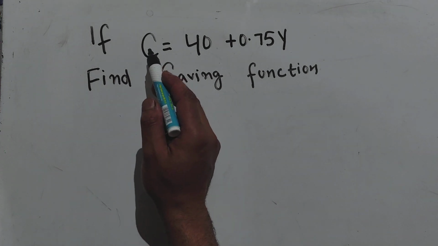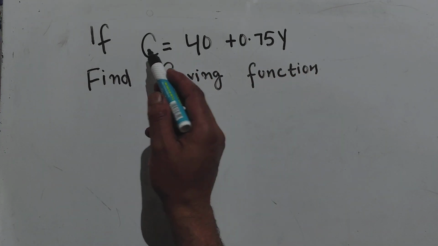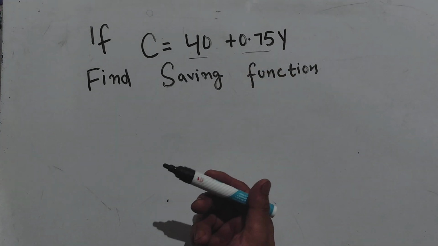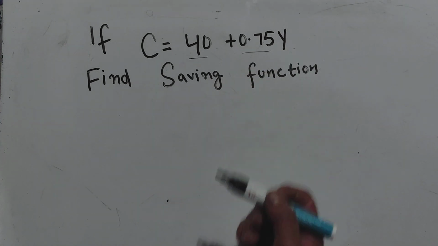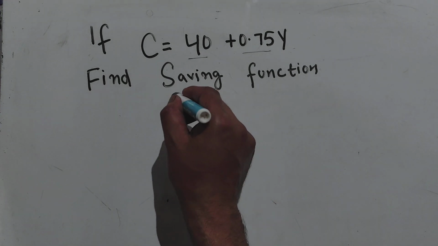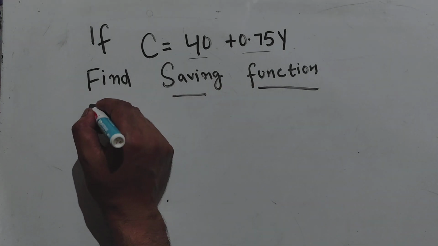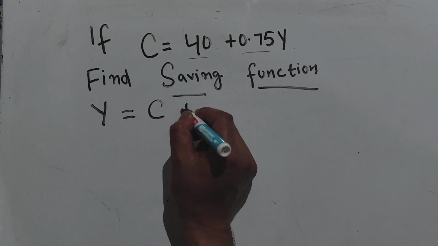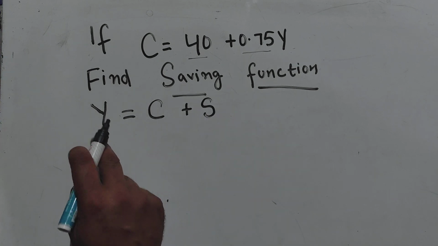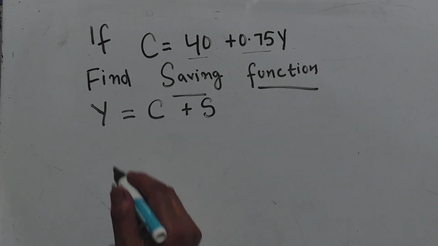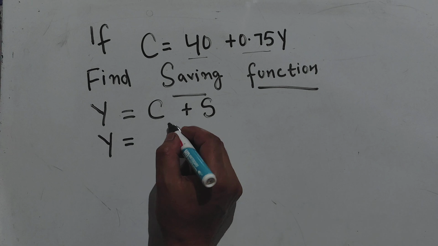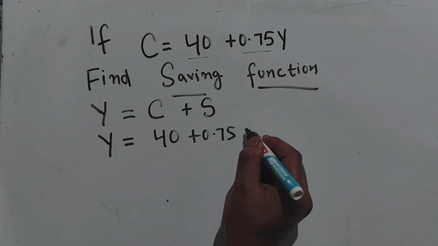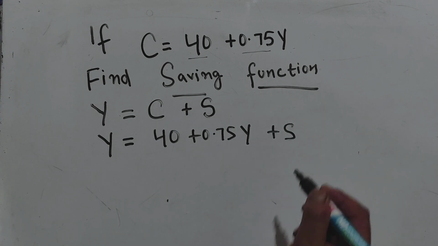If consumption is equal to 40 plus 0.75Y, C is the consumption, 0.75 denotes the marginal propensity to consume, 40 is the autonomous consumption when the level of income is 0. Here Y is equal to income. We need to find out the savings function here. So we know that our total income is used for consumption and also for the savings purpose. That means Y is equal to C plus S. Okay, so we have Y will be equal to, consumption is being given the function like this, 40 plus 0.75Y plus we have S here.